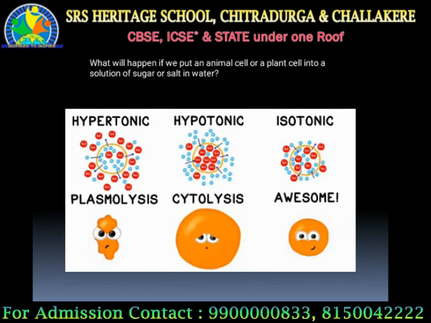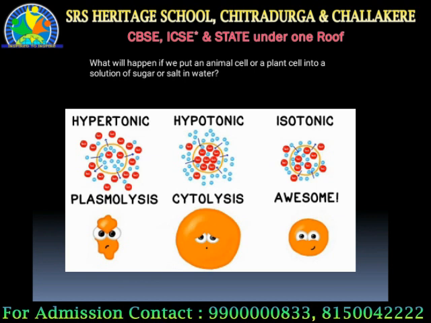Now, what will happen if we put an animal cell or a plant cell into a solution of sugar or salt water? Let us understand this first. What is a solution? A solution is a mixture of solvent and solute. Solute is a solid substance, solvent is the liquid. There are three types of solutions: hypertonic solution, hypotonic solution, and isotonic solution.